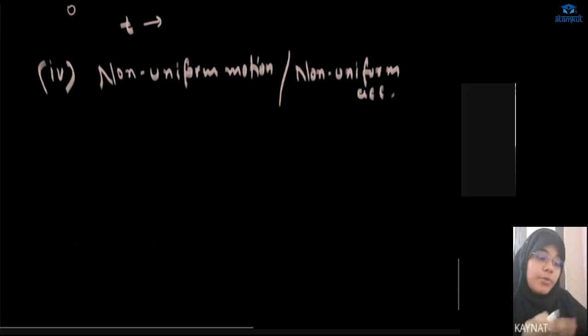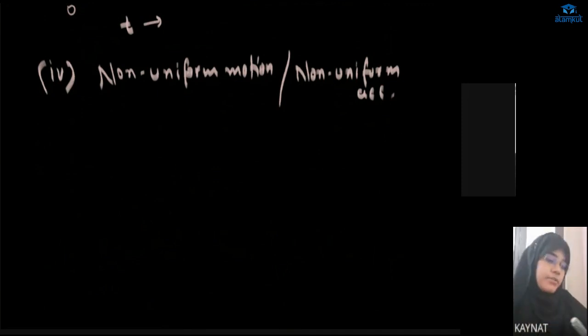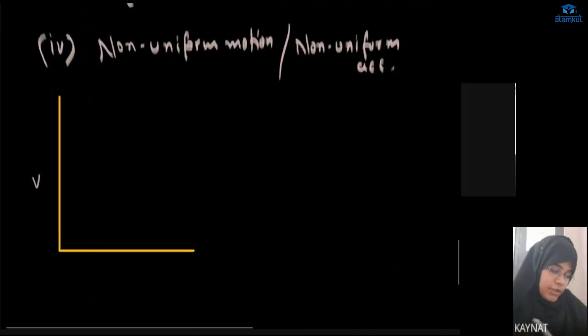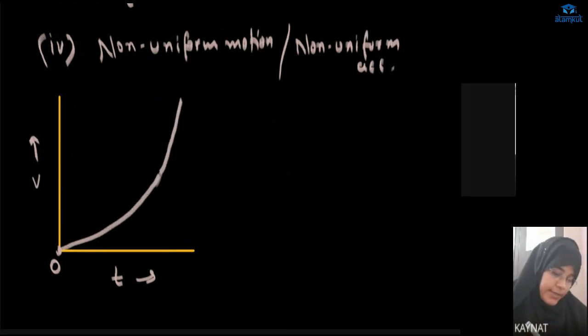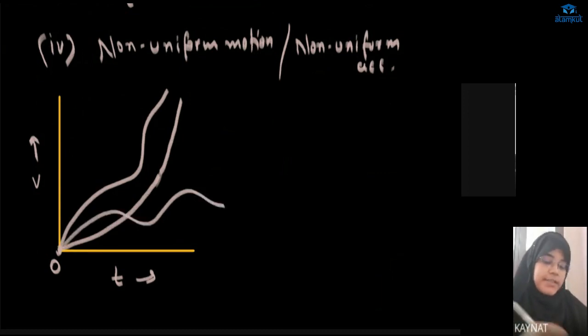Now non-uniform motion and also non-uniform acceleration. So how would it look? V-t graph, this is the origin. If it would be like this, or like this, or like this, these all are representing non-uniform motion and non-uniform acceleration.